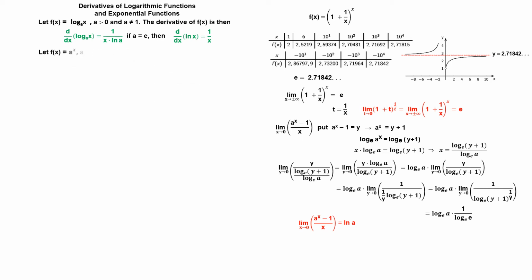Let f of x equal a to the power of x, where a is positive and not equal to 1. Then the derivative is equal to the original exponential function multiplied by the natural log of the base. In particular, if we take a equal to e, then the natural log of the base reduces to the value of 1. This simplifies the derivative to the original function itself. In other words, if the base of the exponential function is equal to Euler's number, the derivative is equal to the original function.